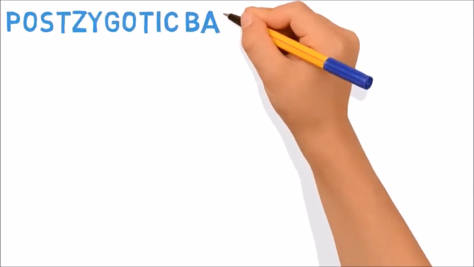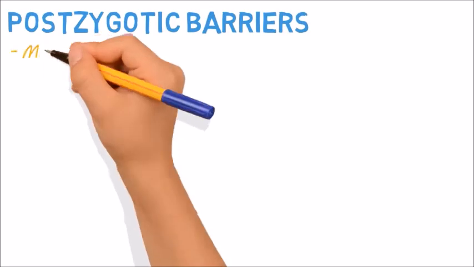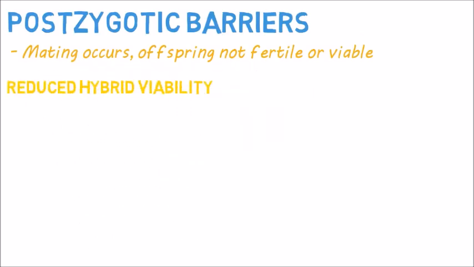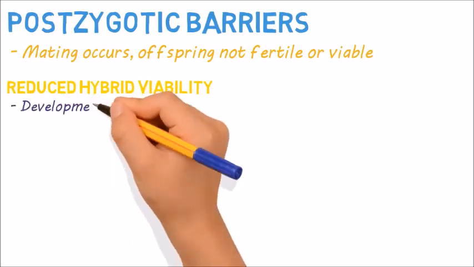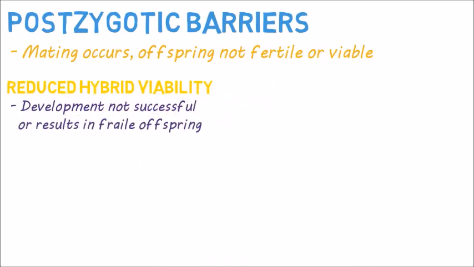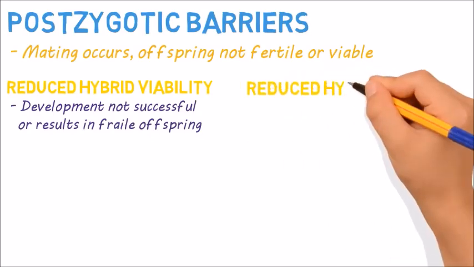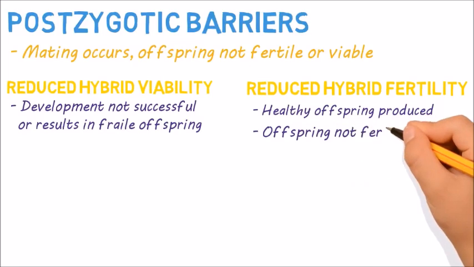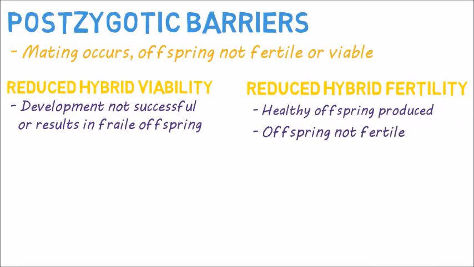Now to post-zygotic barriers. Again, these barriers occur after fertilization has occurred, so mating happens but no viable or fertile offspring is produced. These include reduced hybrid viability, in which case there is successful fertilization, but development is not successful or results in very weak offspring, which is prone to early death. Another example is reduced hybrid fertility, in which case a mating is successful at producing offspring, a hybrid of the parents, but the offspring is not fertile and thus produces no offspring of its own.